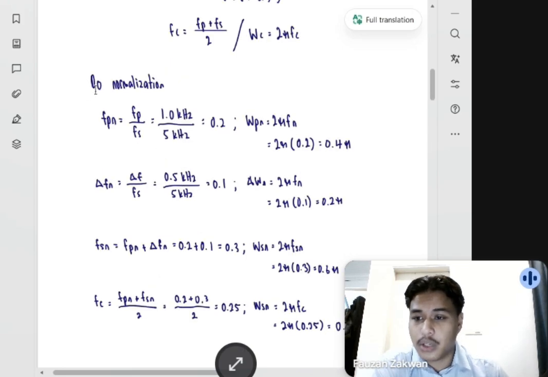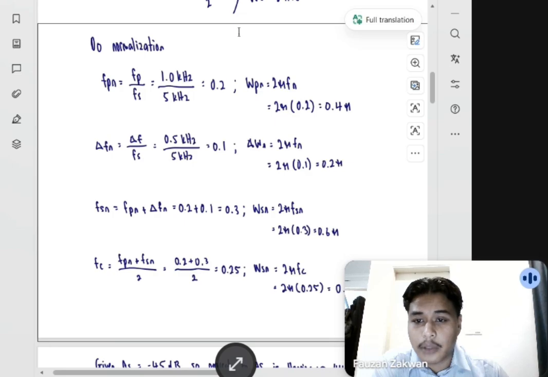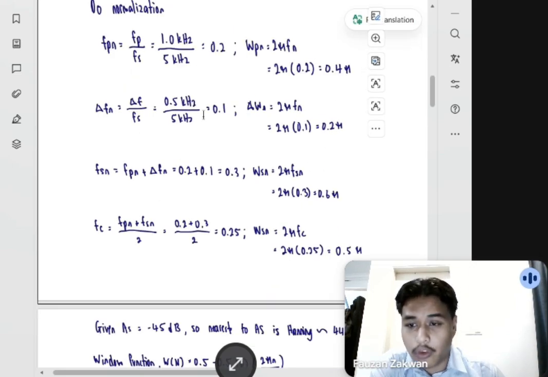So next, you are going to do the normalization. Fpn is Fp divided by Fs. So 1 kilohertz divided by 5 kilohertz equals 0.2. Next is Wpn equals 2 pi Fpn. We already got the Fpn, so we just put the answer 0.2 inside. So we get 2 pi times 0.2 equal to 0.4 pi.